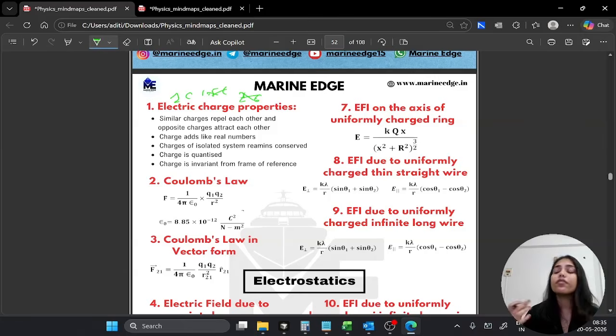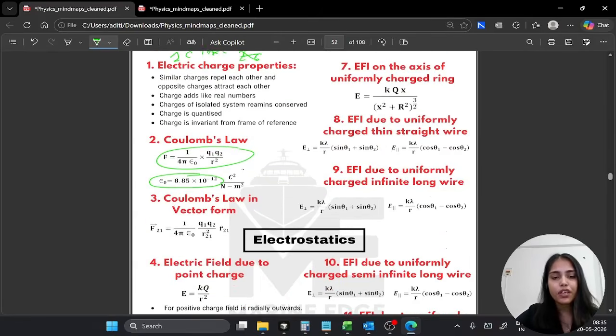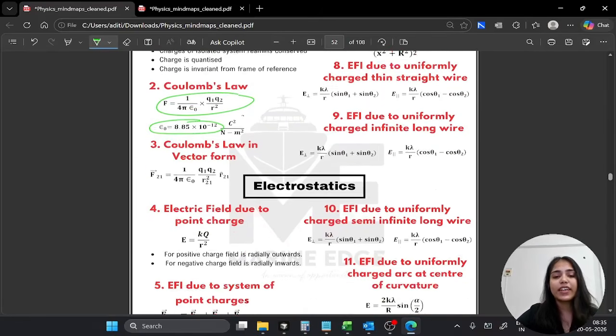Now, when two charges are placed, they either attract or repel each other with some force. That force is equal to 1 by 4 pi epsilon naught q1 q2 upon r square. This is the force, where q1 and q2 are the charges of the two objects and r is the distance between them. The value of epsilon naught is 8.85 times 10 to the power minus 12. In vector form, we write it like this.